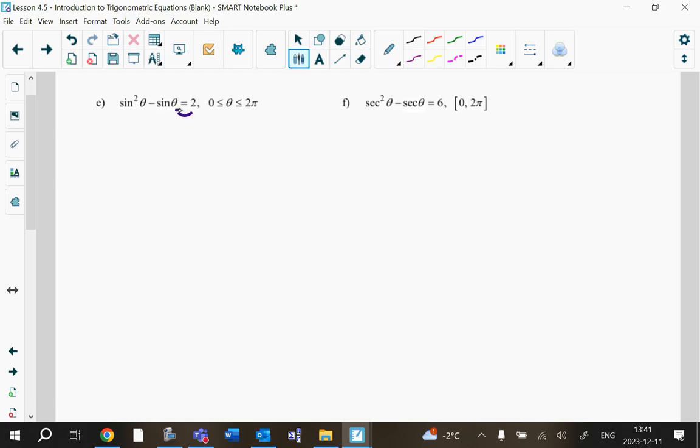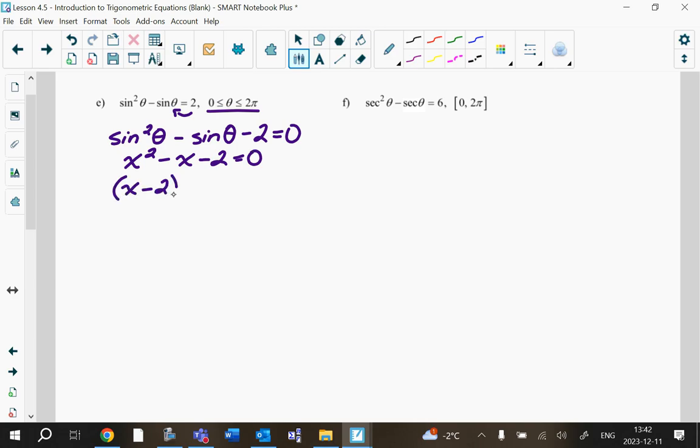So we have to pull the 2 over to get sine squared theta minus sine theta minus 2 is equal to 0. Just a note, we're in radians. Again, you can factor it as it is, or you can replace the sine theta with x and factor from there. And when you do, you should get x minus 2 times x plus 1 equals 0.